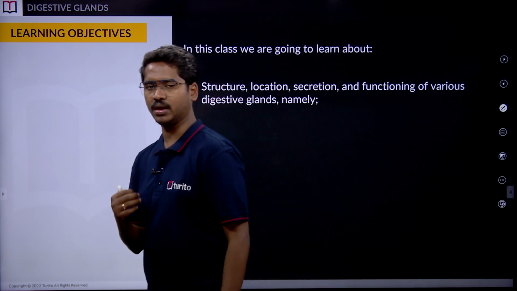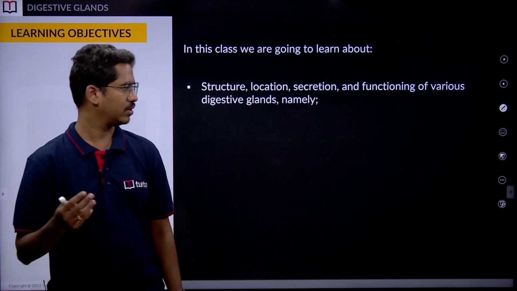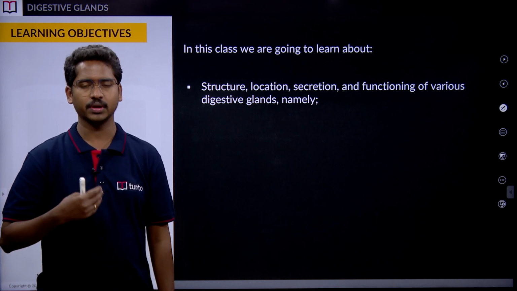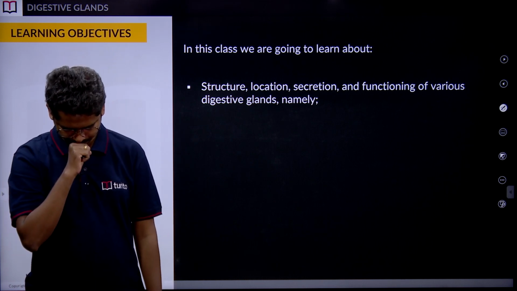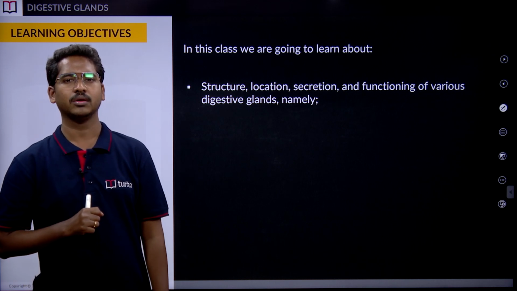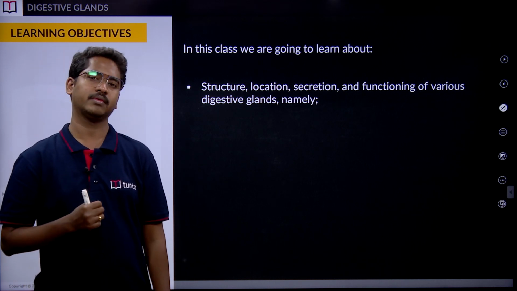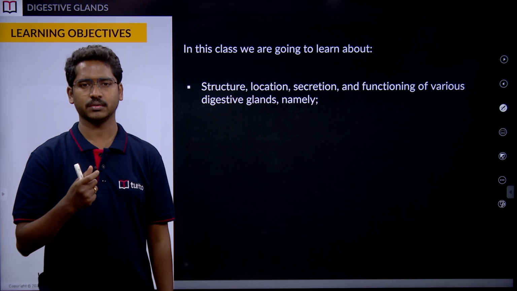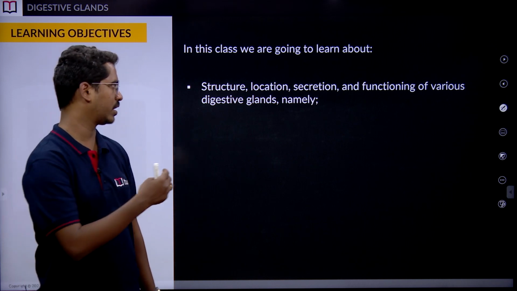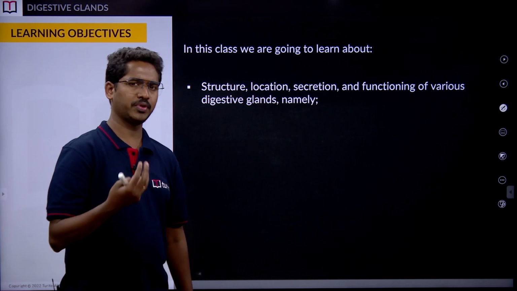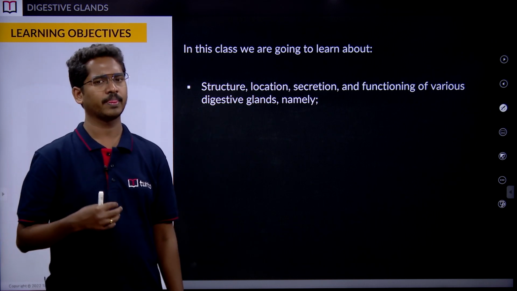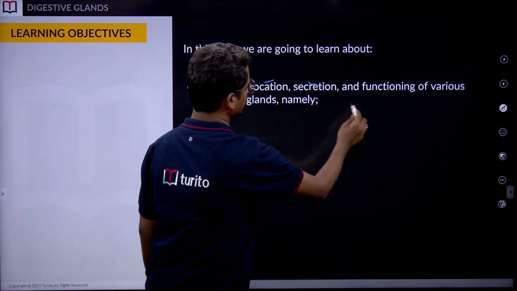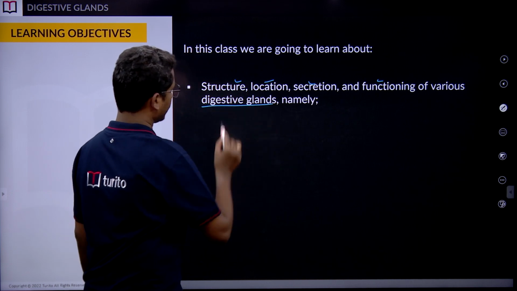What we are consuming is actually in complex form. So, when we consume it, we use our buccal cavity to chew regularly, and then it turns into a form called bolus, where the chewed food is combined with the saliva, and that bolus is again digested. Now, that we all say digestion. So, today we are going to look at the various structures, location, secretion and functioning of those digestive glands.